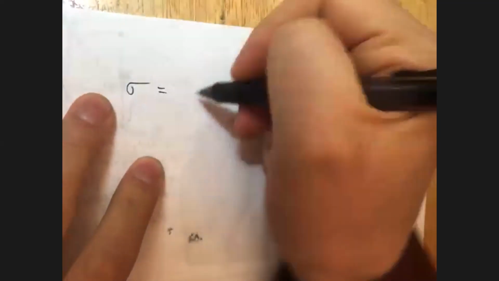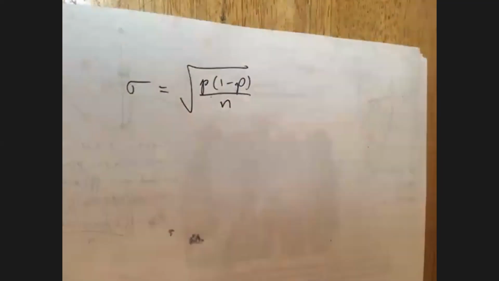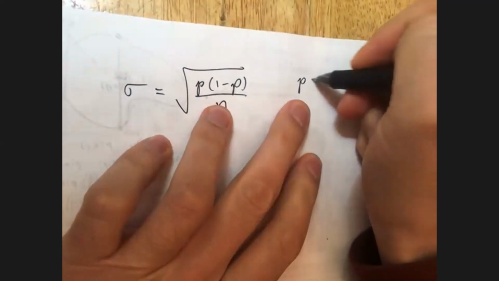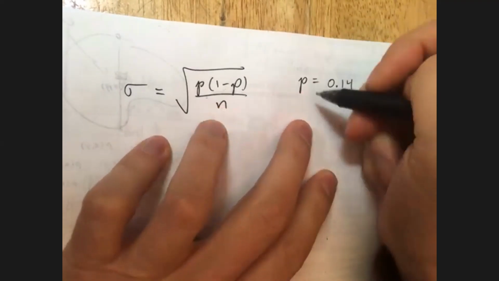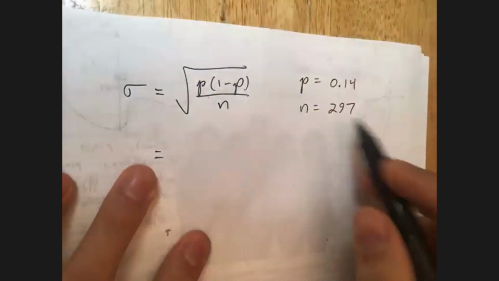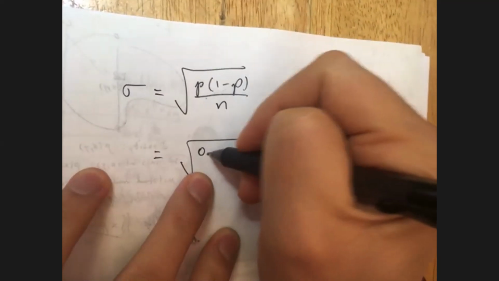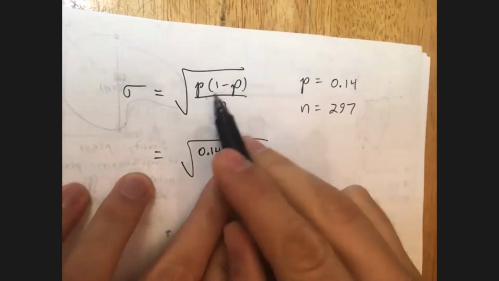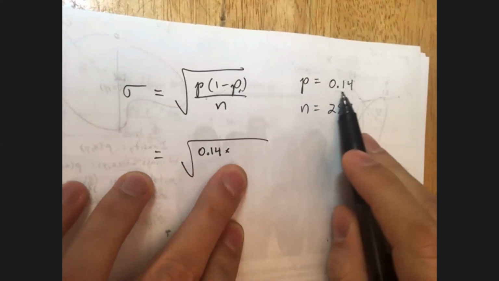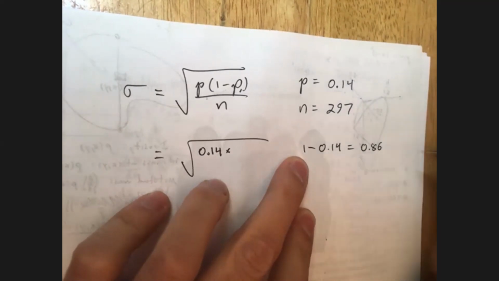So the standard deviation, remember from the central limit theorem, says the standard deviation is the square root of p times 1 minus p over n. We said that p was 0.14 and n was 297 in that problem we worked out, so all I did is plug that in here. So p is 0.14, and 1 minus p is 1 minus 0.14, which is 0.86.